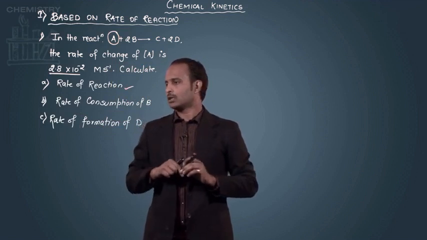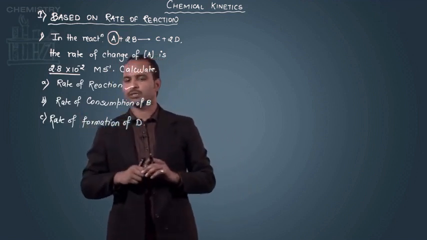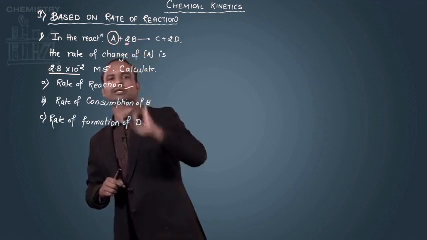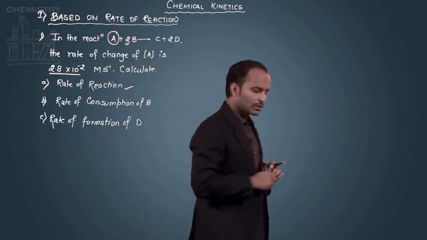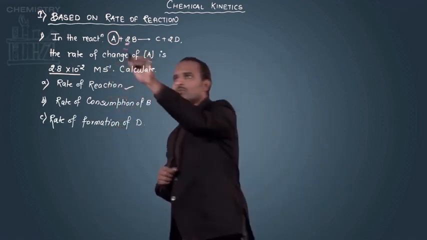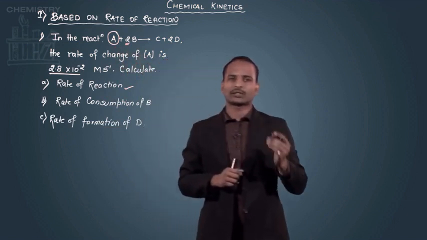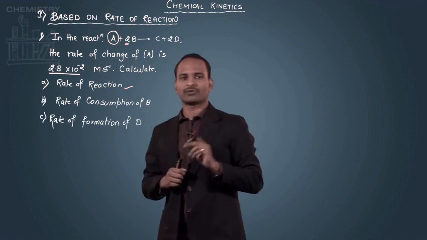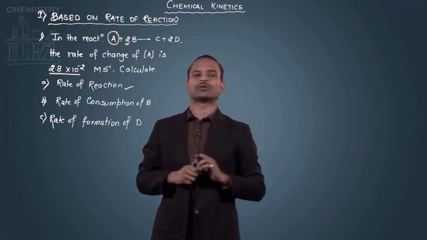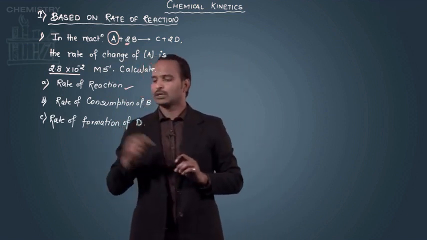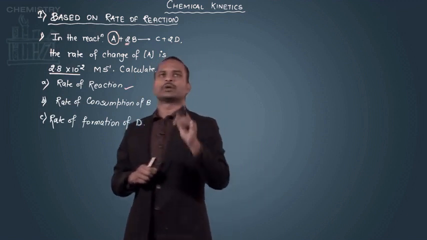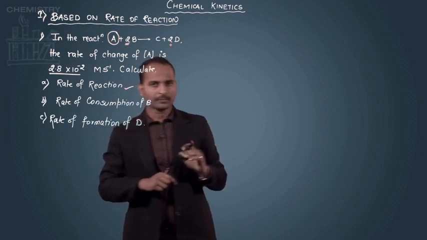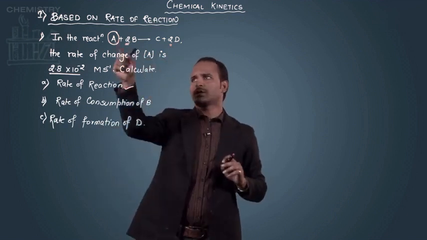If I'm talking about the consumption of B, how many moles of B are consumed here? 2 moles. And how many moles of A are consumed? 1 mole. So the consumption of B is going to be exactly double the rate of consumption of A, or double the rate of reaction. Then rate of formation of D. During a reaction, how many moles of D are forming? 2D, that is double of A.